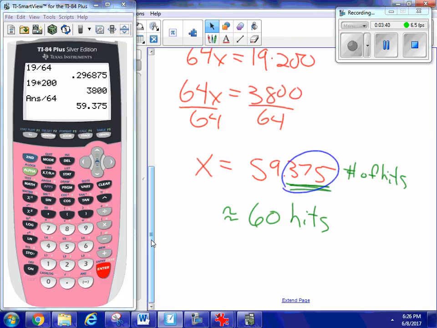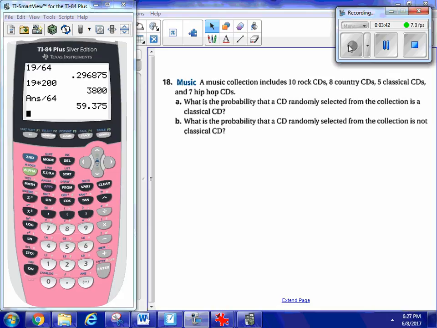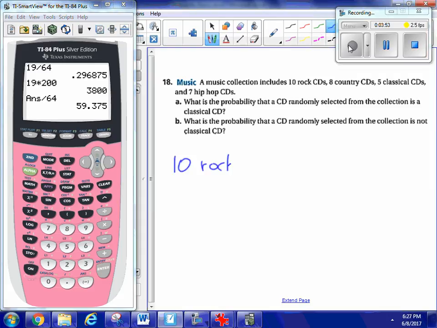Let's try an additional problem. A music collection includes 10 rock CDs. I'm going to write this down as I go along. So I have 10 rock, 8 country, 5 classical, and 7 hip hop. Those are all the CDs that I have in my collection. I hope you all know what CDs are. It's kind of old school. They could say record albums or vinyl, but you certainly wouldn't know that. Maybe you would, I think that's coming back.